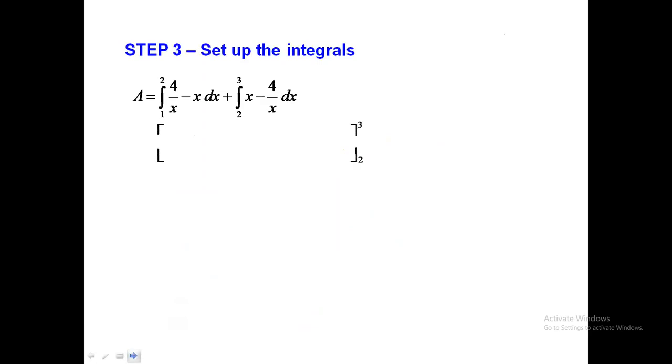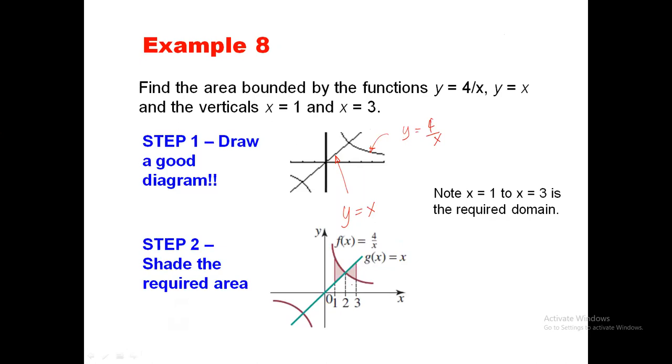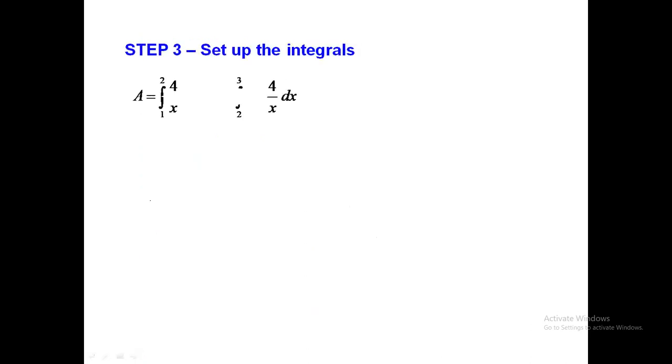And sorry, to set up the integrals. So this is your integrals for 1 to 2. For 1 to 2, this one. So your function of x minus the g of x. For the second one, it's the other way around. In here, it's g of x minus the function of x. Your limits are different. From 1 to 2, this one is 2 to 3.